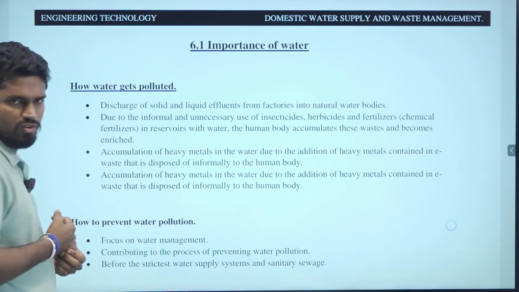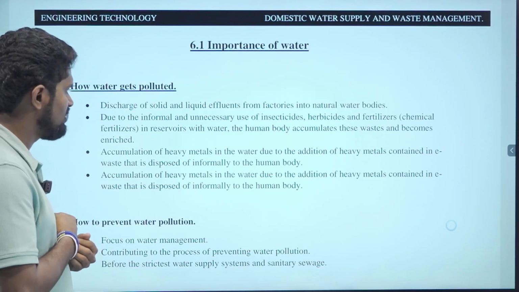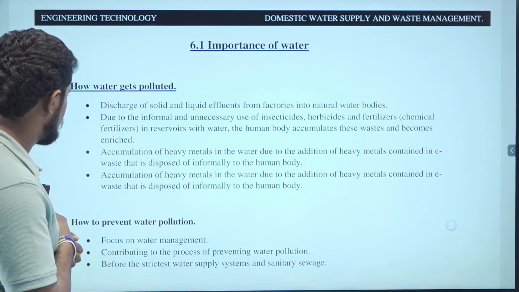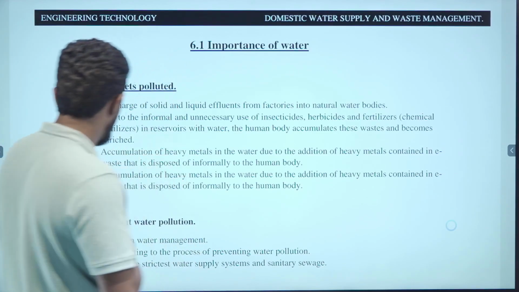Okay, that thing also I explained. Accumulation of heavy metals in the water due to the addition of heavy metals containing waste. Sorry for that.